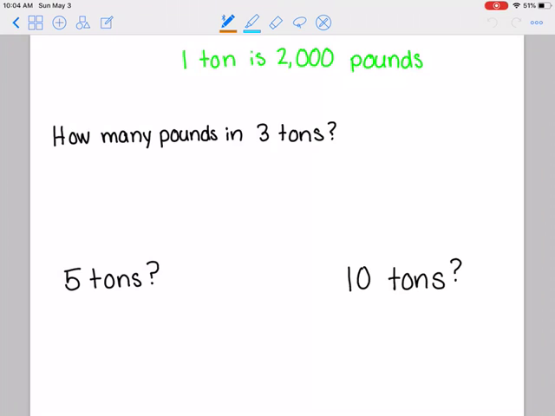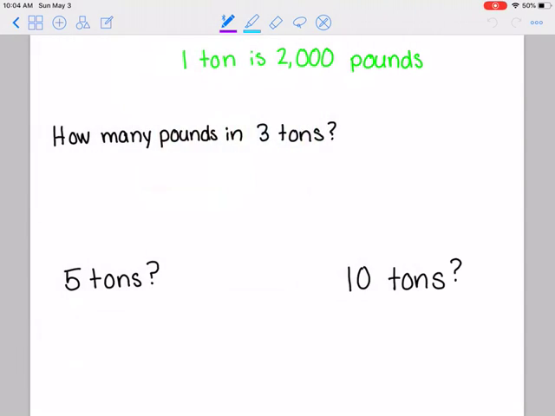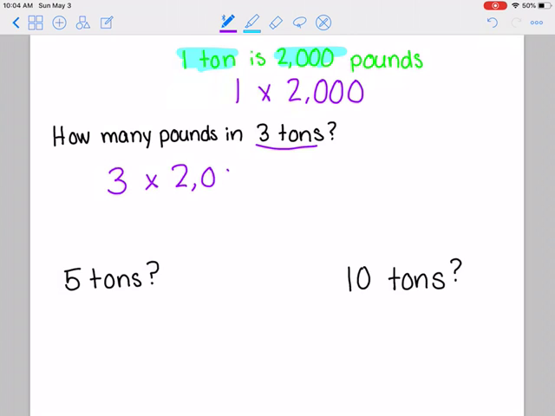Our next one, we are converting weight. 1 ton is 2,000 pounds. So for every ton, you have 2,000 pounds. That's 1 times 2,000, so for every ton, you're multiplying by 2,000. How many pounds are in 3 tons? Well, you would do 3 times 2,000.